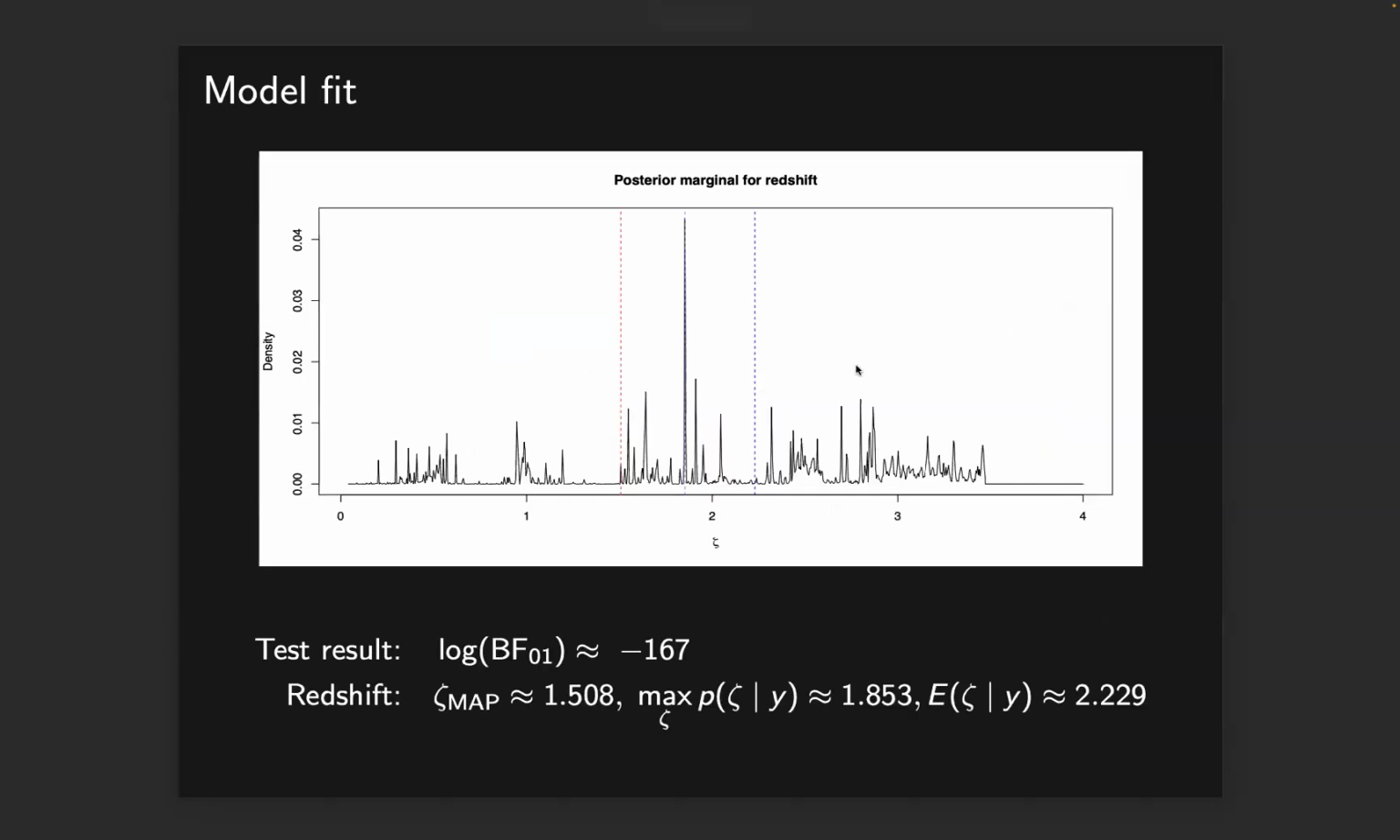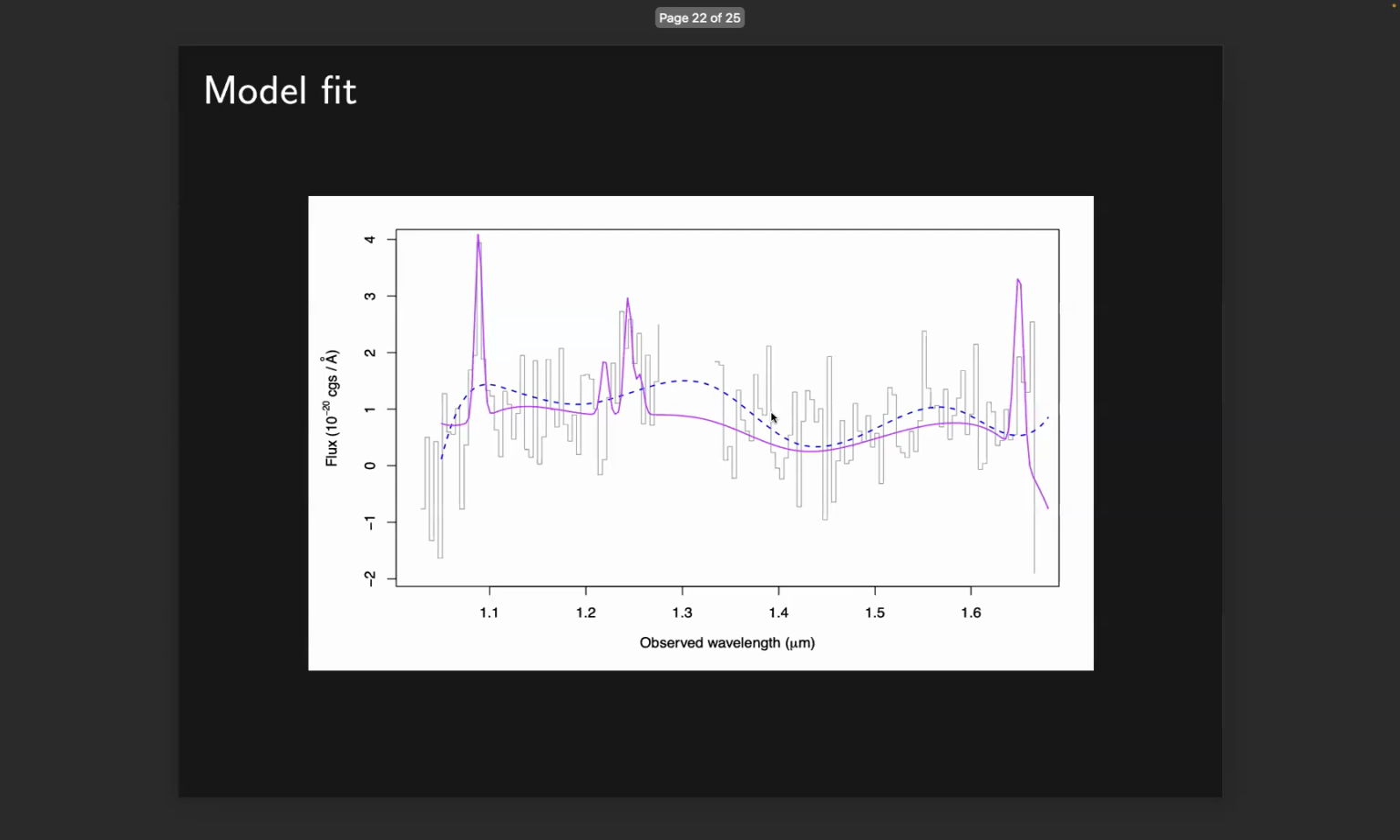This is the posterior marginal for redshift that we obtain. And as you can see, it's a nasty posterior. This is why computing is hard in this case. A single source? Yes, this is for the same spectrum.